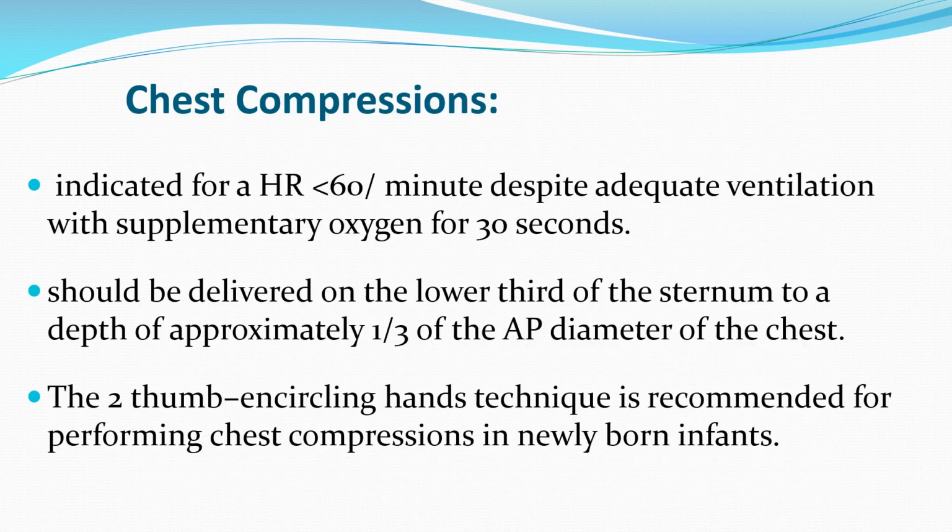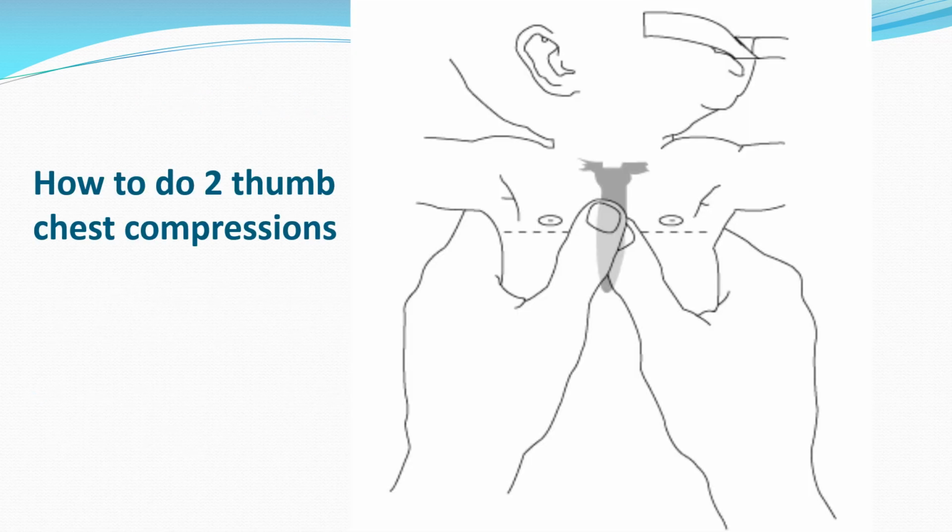Chest compression is indicated for a heart rate less than 60 per minute despite adequate ventilation with supplemental oxygen for 30 seconds. You have to do chest compression on the lower third of the sternum to about 1/3 of the depth of the anteroposterior diameter of the chest. The 2-thumb encircling hand technique is recommended for performing chest compression in newborn babies. And this is how to do 2-thumb chest compression in a newborn.